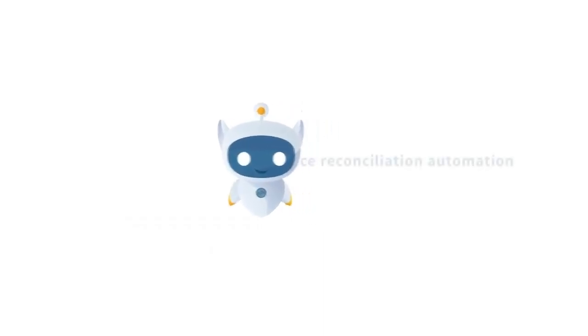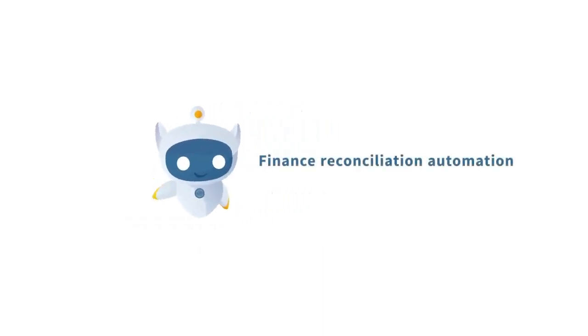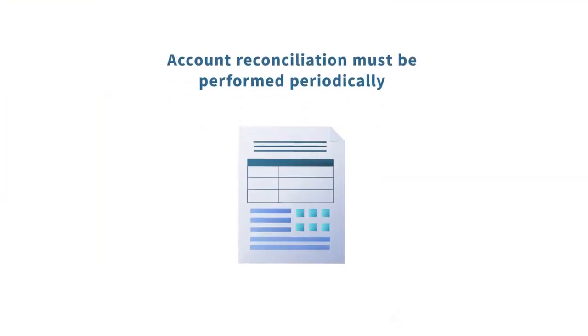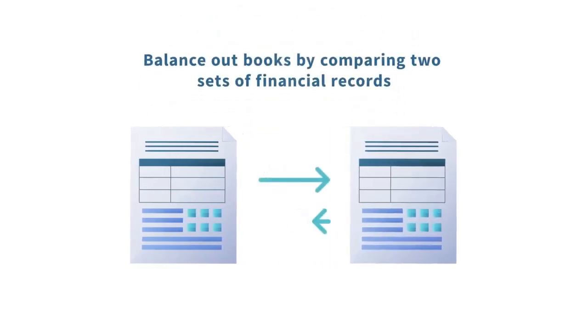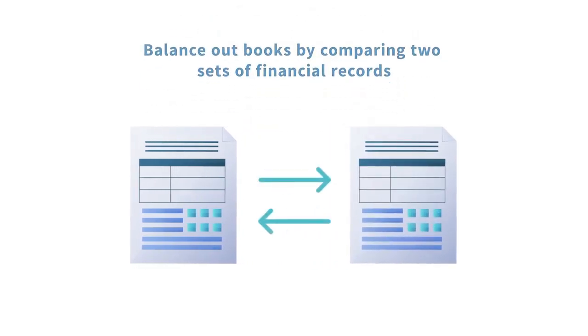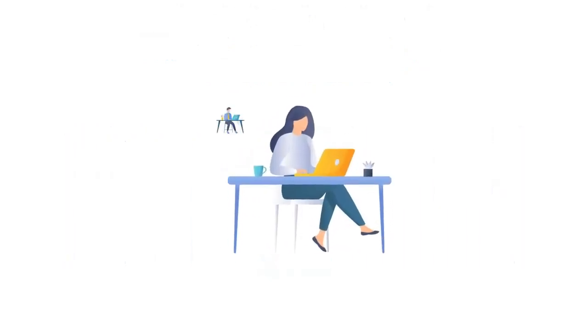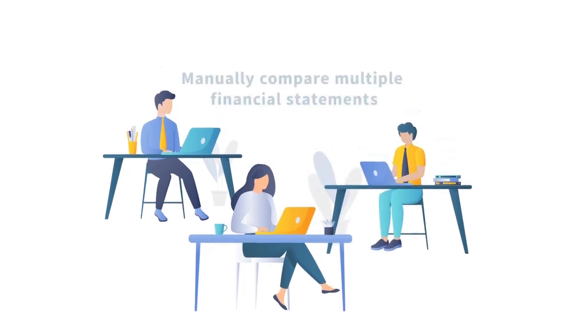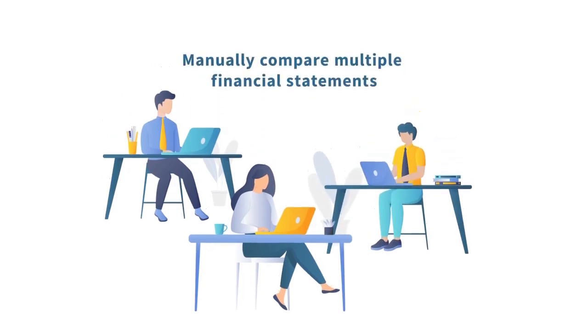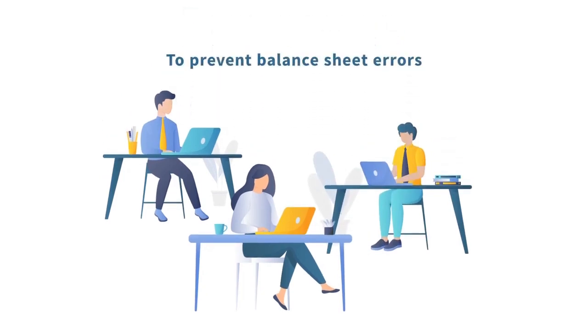Today I'll show you how finance reconciliation can be automated with robotic process automation. Account reconciliation is a process that businesses must perform periodically to balance out their books by comparing two sets of financial records. This is typically a tedious and repetitive process that requires a human workforce manually comparing multiple financial statements from disparate systems to prevent balance sheet errors, making it a prime use case for automation.